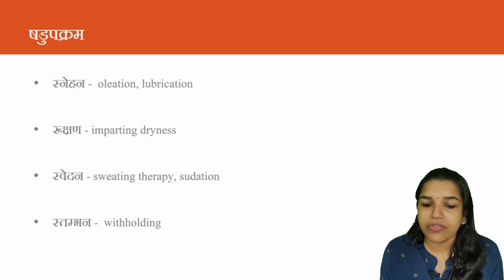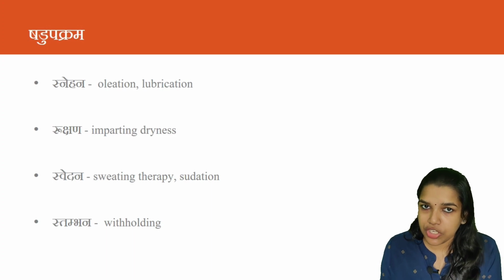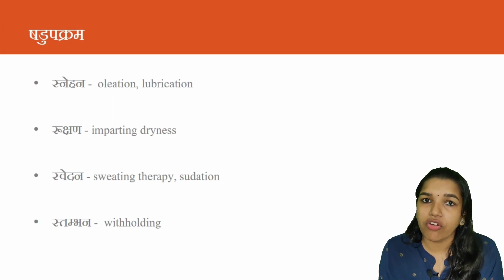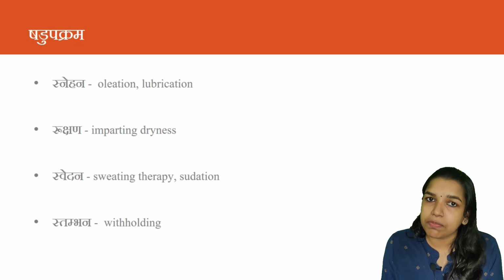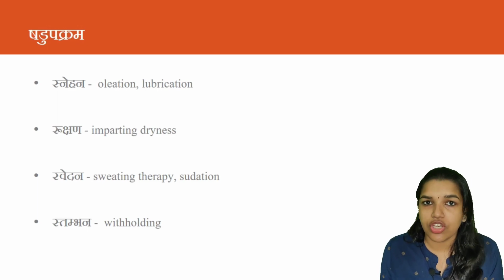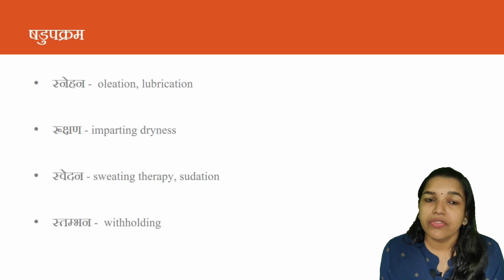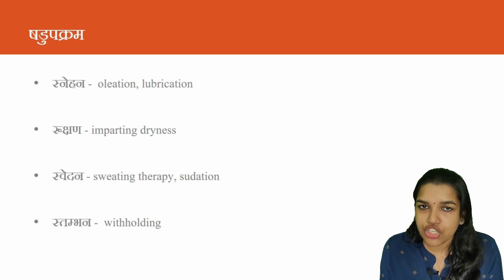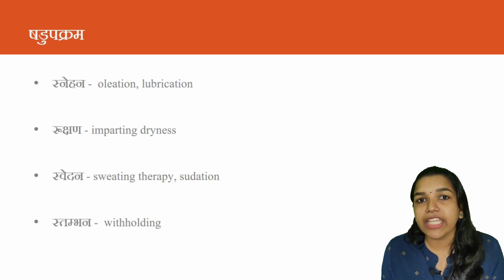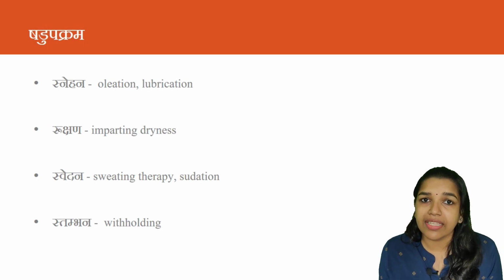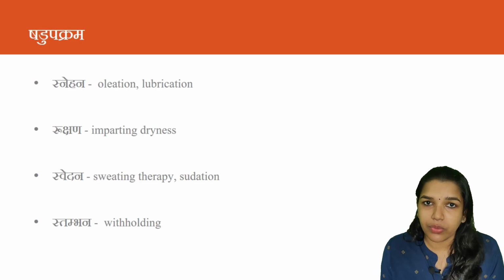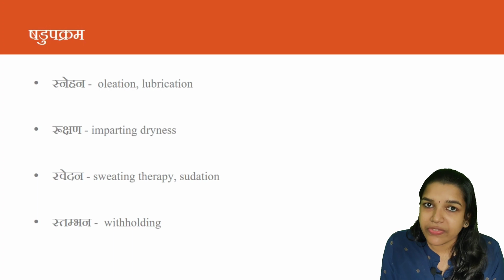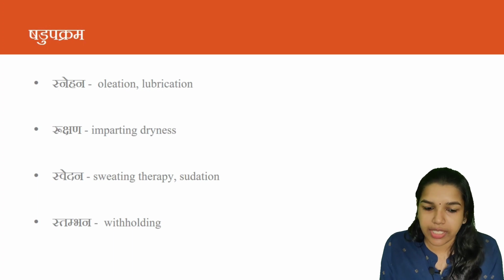So Snehana means the lubrication therapy or oleation therapy, that is by the help of the 4 Sneha Dravyas, Sarpi, Taila, Vasa and Majja, we are promoting the Sneha property of the Sharira, or increasing the lubrication. And the opposite is Rukshana, that is when the Sharira has more Snigdha Guna, we have to remove that Snigdhata and produce dryness in the Sharira.